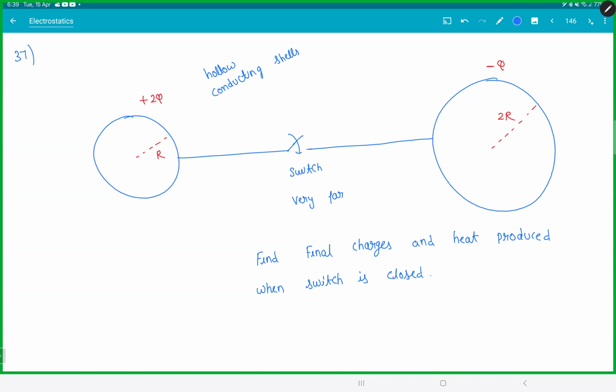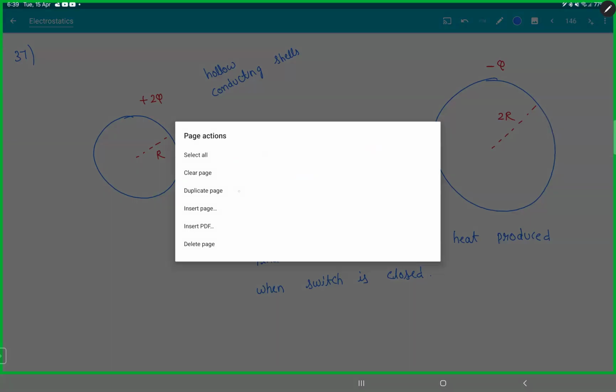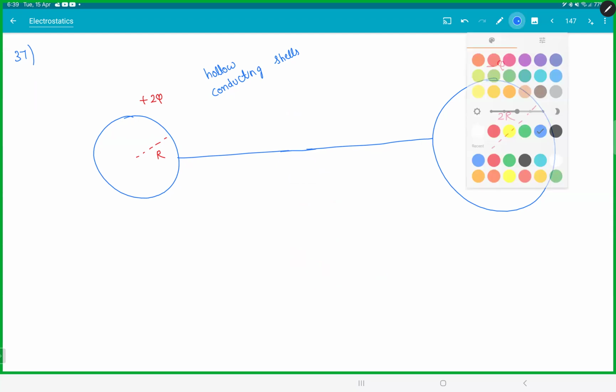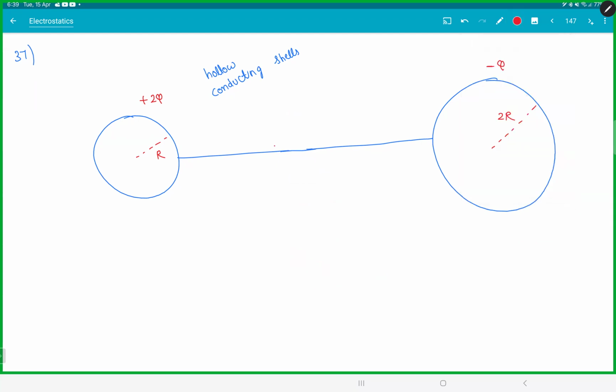How do we do this thing? So if you close the switch, some charge will transfer from here to here. Let us call it small q. So this guy will become 2q minus small q. This will become minus q plus small q. So they can ask this question also: how much charge will flow through the switch? So let charge q flow from left to right. So the left side will become 2q minus q, right side will become minus q plus q.